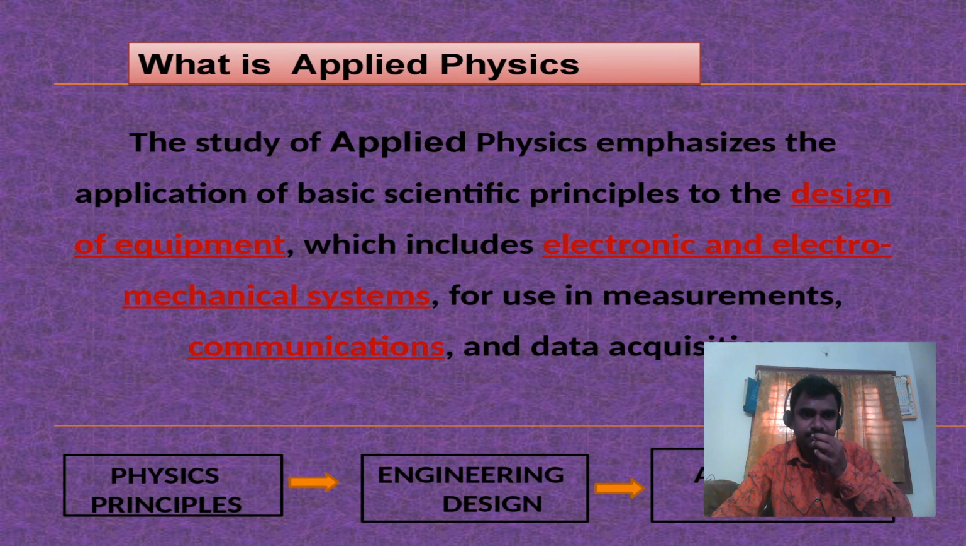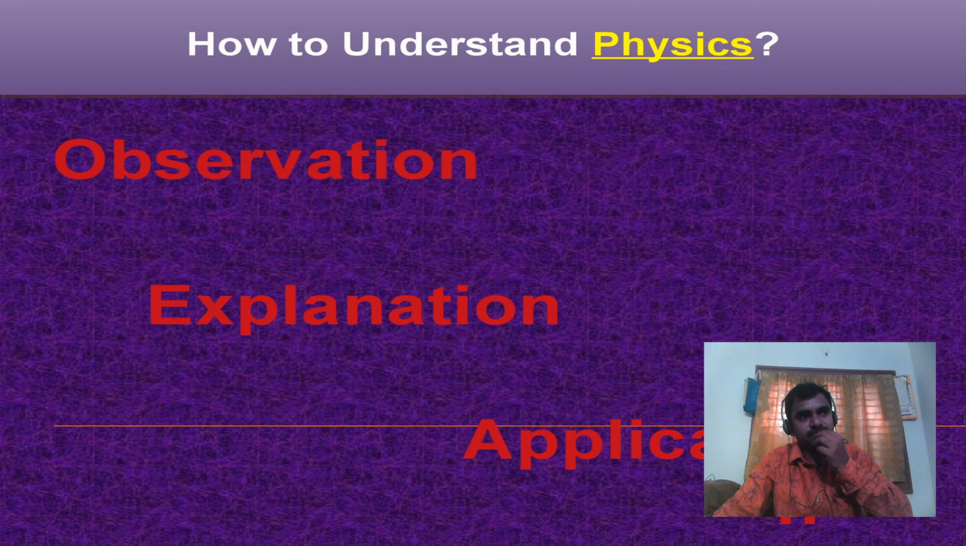How to understand physics? As I already told you, physics is around us. Suppose I am speaking here and you are listening; there are sound waves coming from my vocal cords that reach your ears. Now, how can we understand physics? First of all, as a physicist, to understand physics, you should observe. You should observe. You can explain the concept. Then you can use that. Then that is called application.